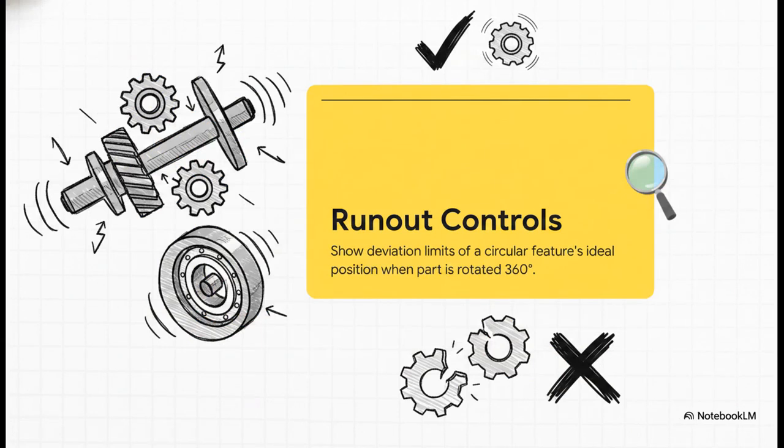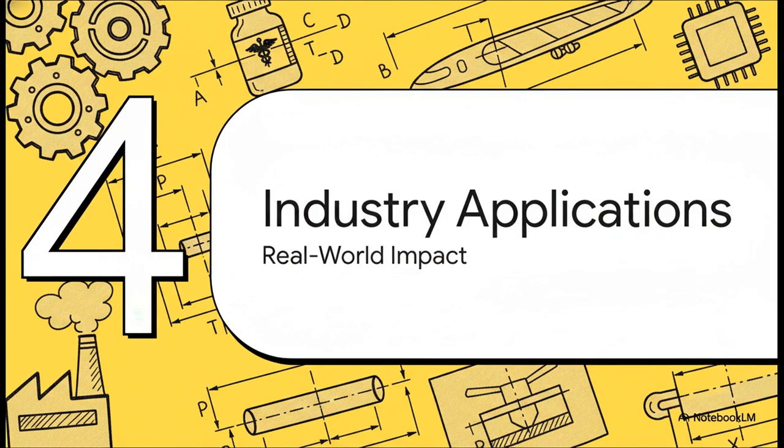Finally, we have runout controls. Runout is your best friend when you're dealing with spinning components. It measures the total surface variation, or in plain English, the wobble, that happens when a part is rotated a full 360 degrees on its axis. If you're designing gears, drive shafts, or bearing surfaces, controlling runout is absolutely critical to prevent massive vibration and catastrophic failure. Let's move on to Section 4 and look at some real-world industry applications.